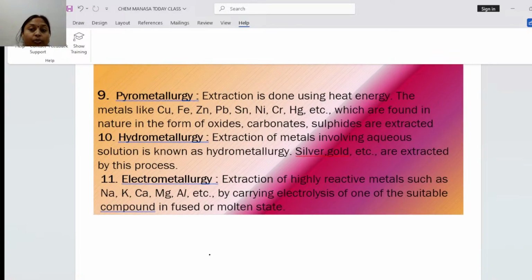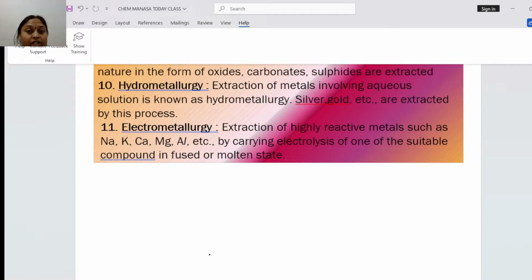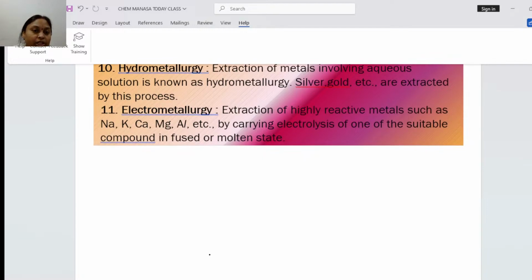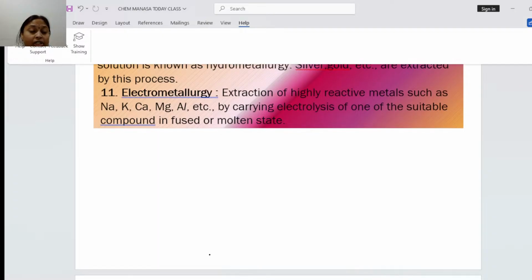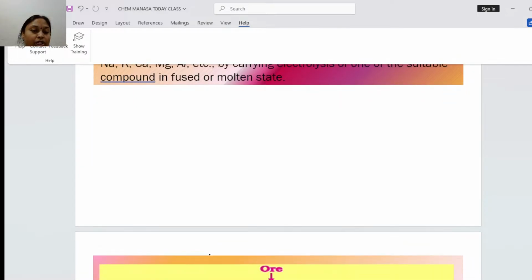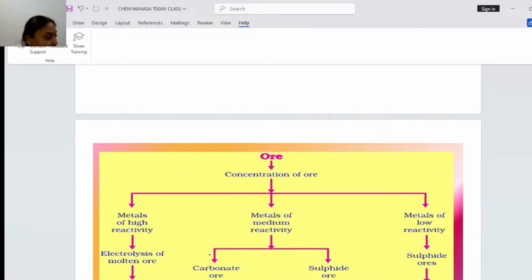Pyrometallurgy. Pyro means by oxygen, enough oxygen supply, heating of the substances, and then ore can be converted into the metal. That procedure is known as a pyrometallurgy. And hydrometallurgy. Hydro means in the aqueous solution for extraction of metals, that is known as a hydrometallurgy. Electrometallurgy, it is electrolysis of ores to get the purified metal, that is known as electrometallurgy. These are the few terms we will use in the metallurgy concept.